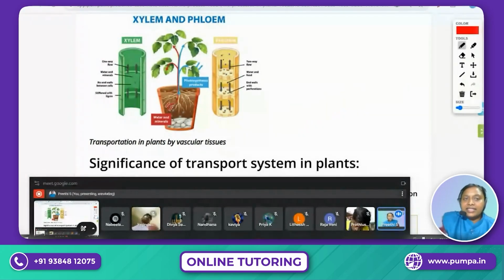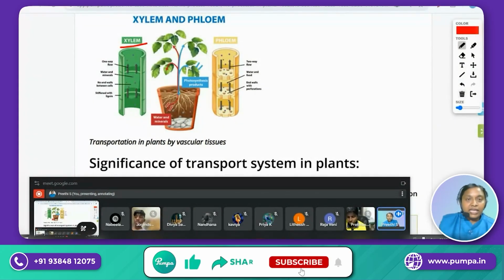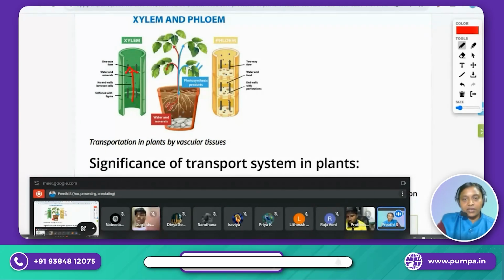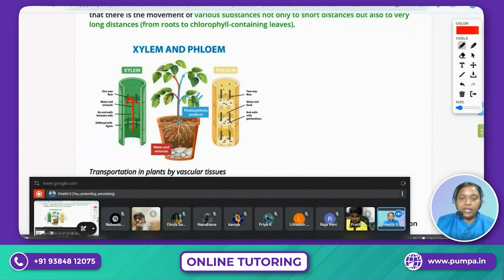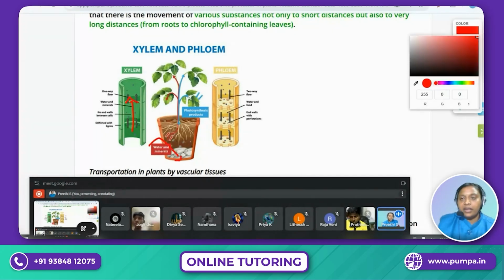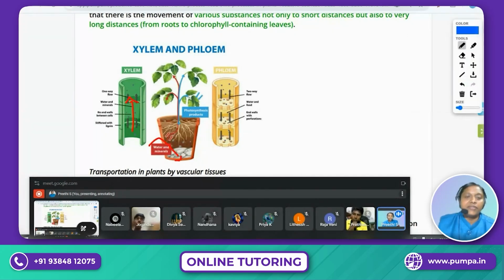So the xylem will be transporting the water, and one more thing is that it is in one direction. Why is it one direction? You would have observed that if you have a plant and you pour water, the water will be taken up by the plant, right? It will enter into each part. Have you ever seen the water returning to the soil? Will it happen, everyone?